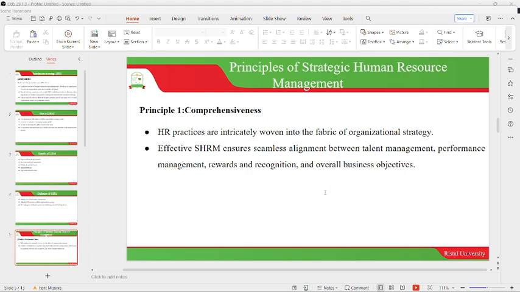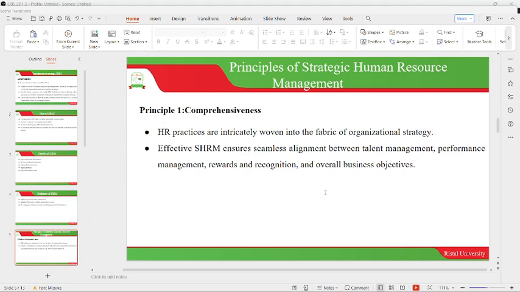Then the next one, still under comprehensiveness, is that effective strategic human resource management ensures seamless alignment between talent management, performance management, rewards and recognition, and overall business objectives. These are different elements here. Talent management is basically, you can call it skill management. If you don't manage the skill of the employee, they will not be performing. So how do you manage the skill of the employee? Number one is by training them, by appraising their performance to know how best to improve on them, etc.